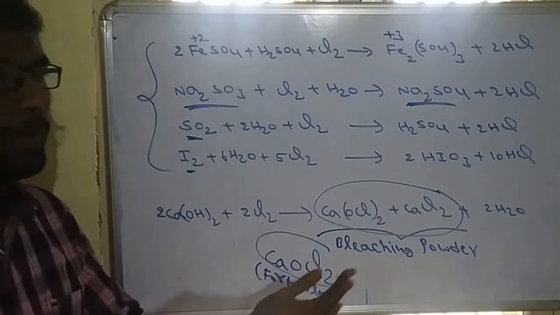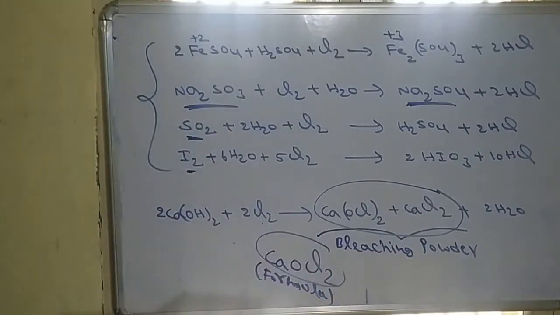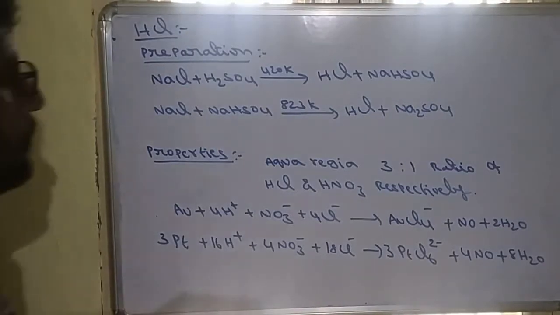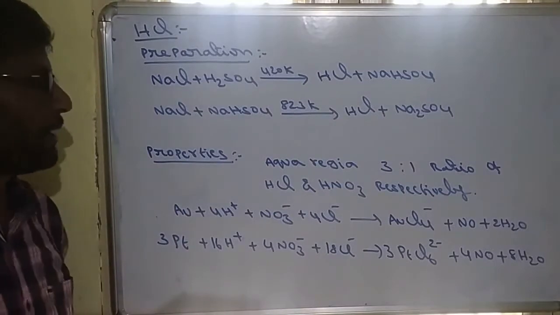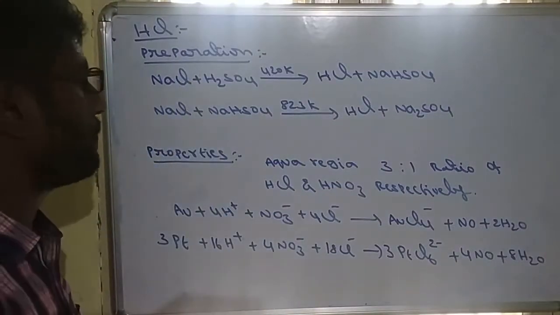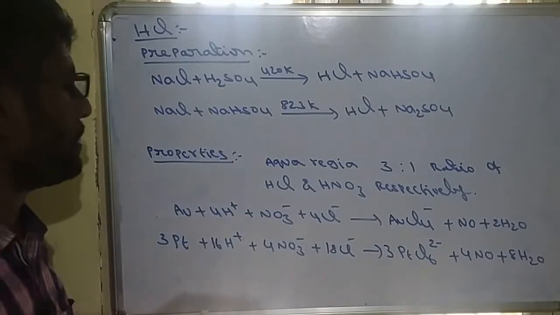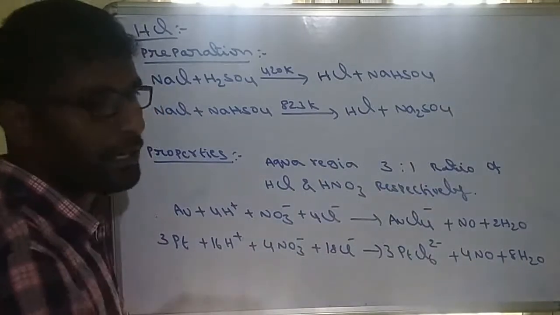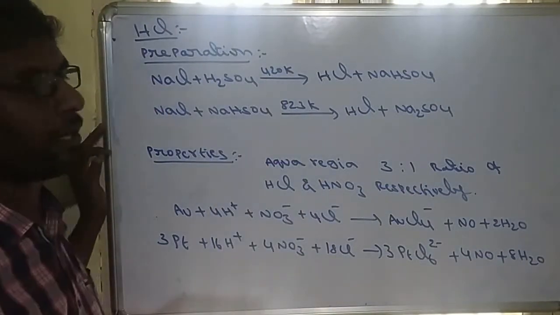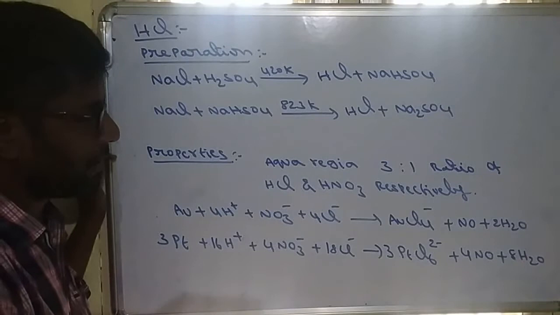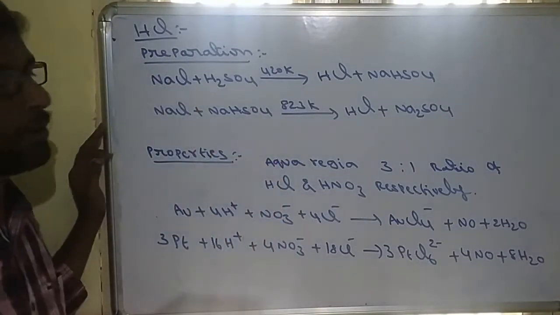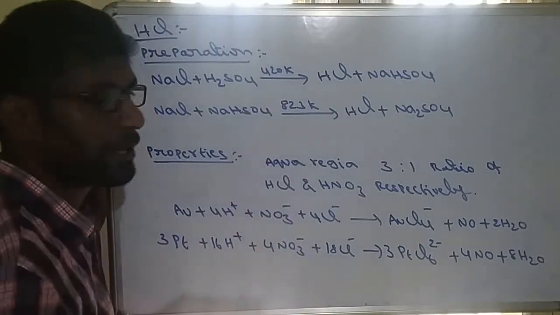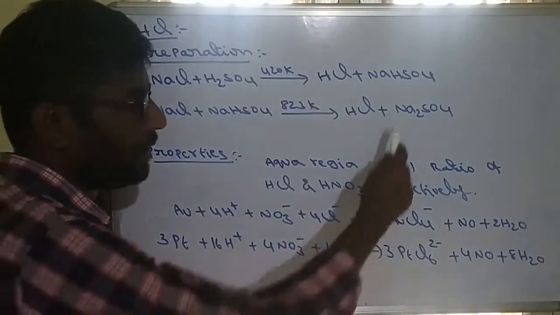So the next compound will be hydrogen chloride. HCl can be prepared mostly by the reaction of NaCl with sulfuric acid. This is mostly the laboratory preparation. When NaCl combines with sulfuric acid, we get HCl and NaHSO4 at a temperature of 420 Kelvin. If you increase the temperature, NaCl will combine with NaHSO4 at 823 Kelvin, and we get HCl and Na2SO4.